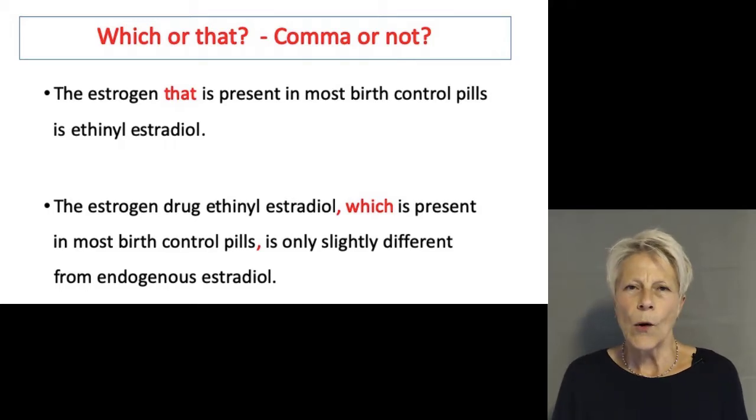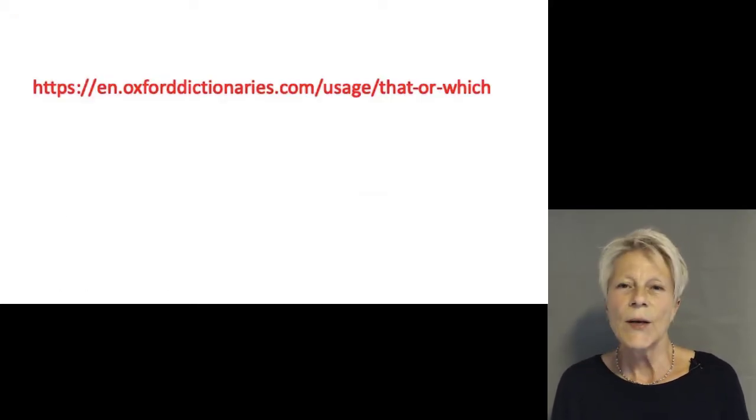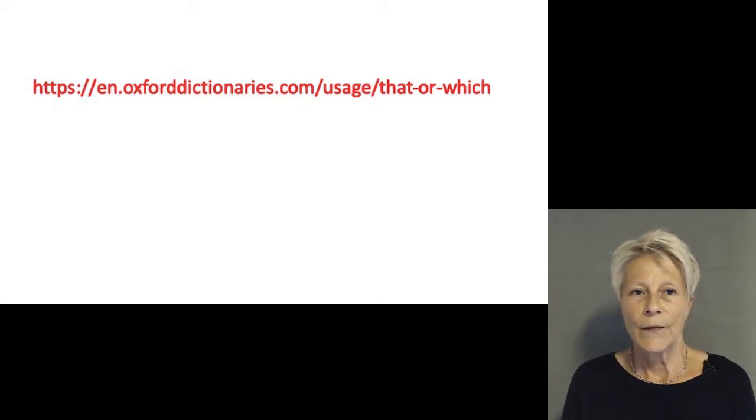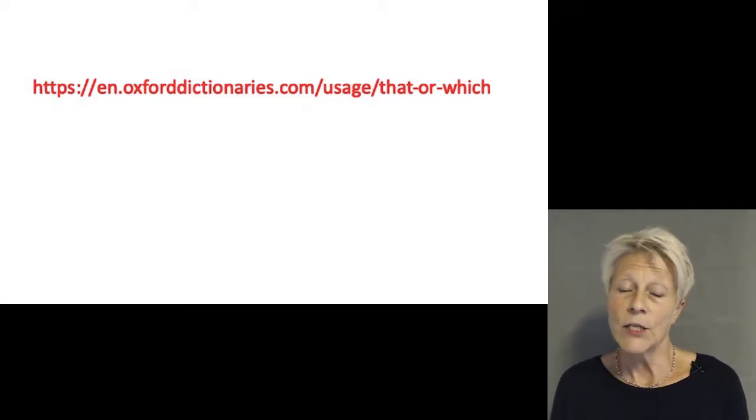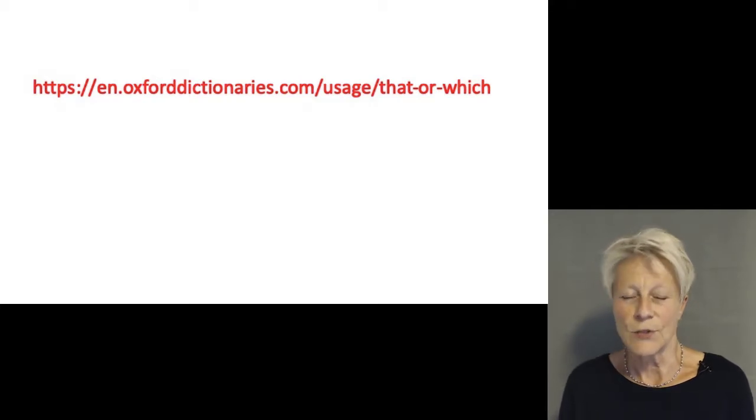Okay, now when all this went a bit too fast, you can check it out again through this link that brings you to the explanation and also some different examples.